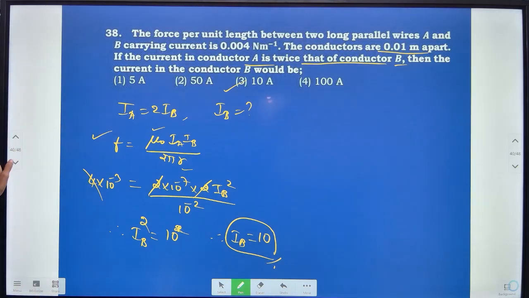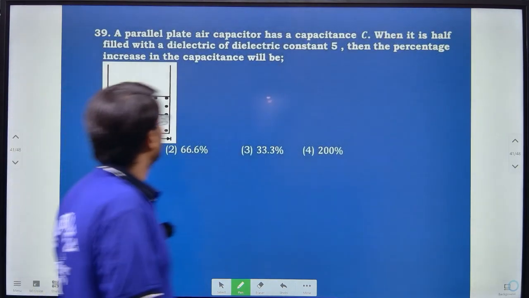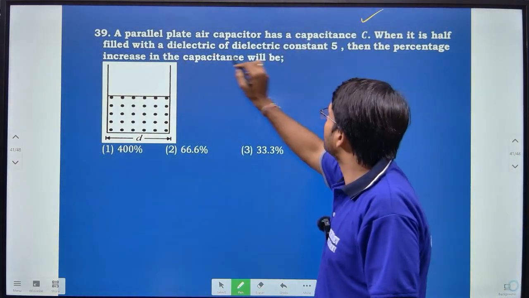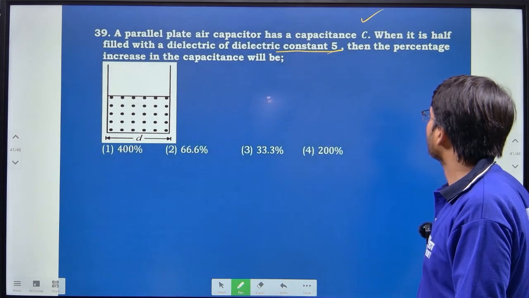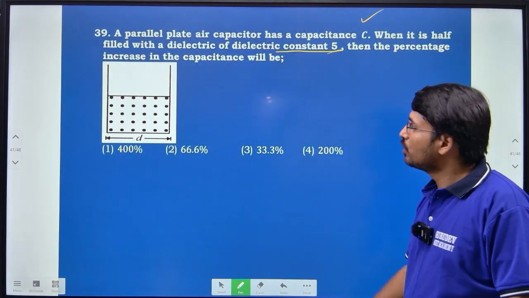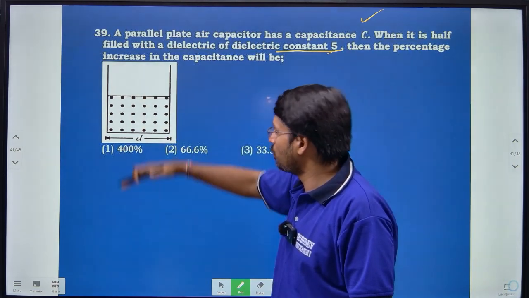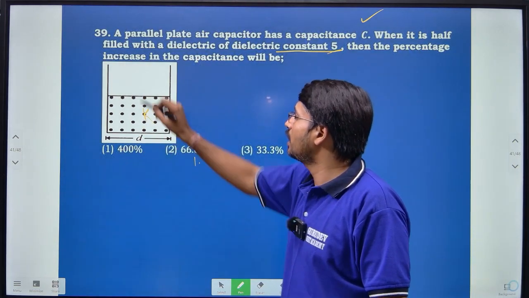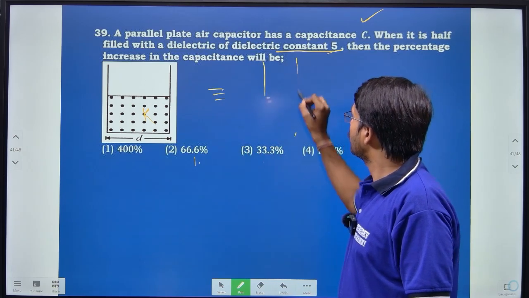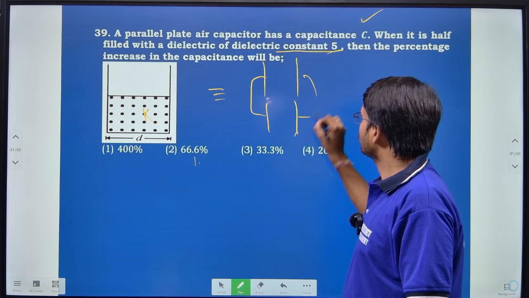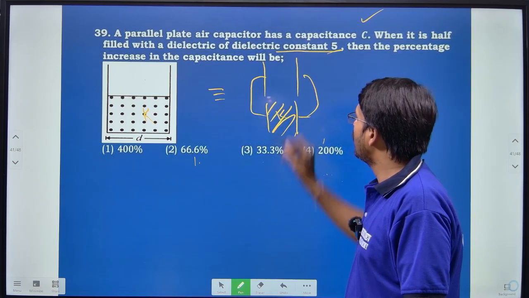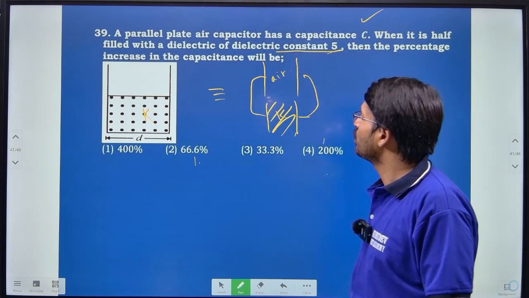Correct. Fine. So next, a parallel plate air capacitor has a capacitance C. When it is half filled with the dielectric constant K, as shown in the diagram, then the percentage increase in the capacitance will be. Here, the lower part is filled with the dielectric constant K, and here it is air. So this particular one is the same as something like this: half is filled with the dielectric K, and here it is just the air medium.